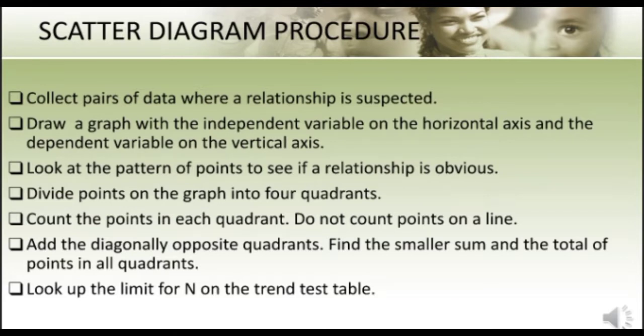Next procedure: look up the limit for N on the trend test table. If Q is less than the limit, the two variables are related. If Q is greater than or equal to the limit, the pattern could have occurred from random chance.